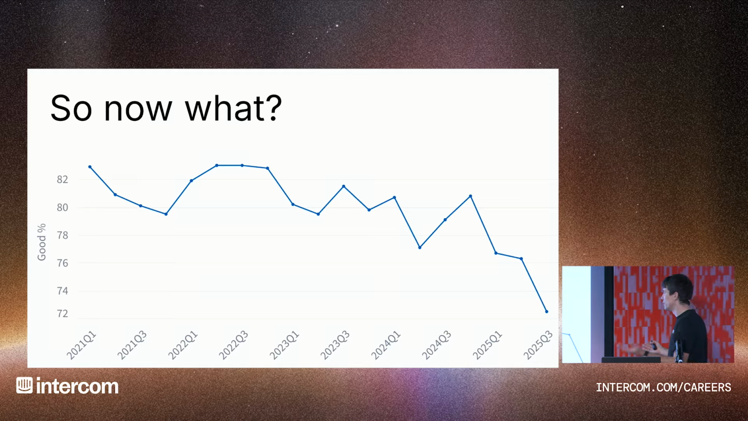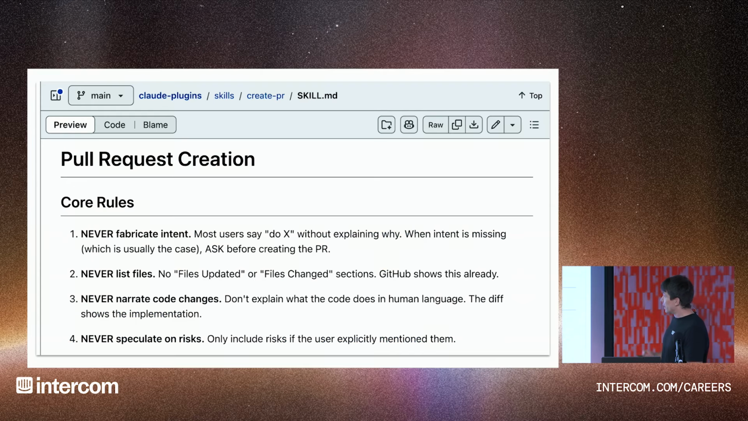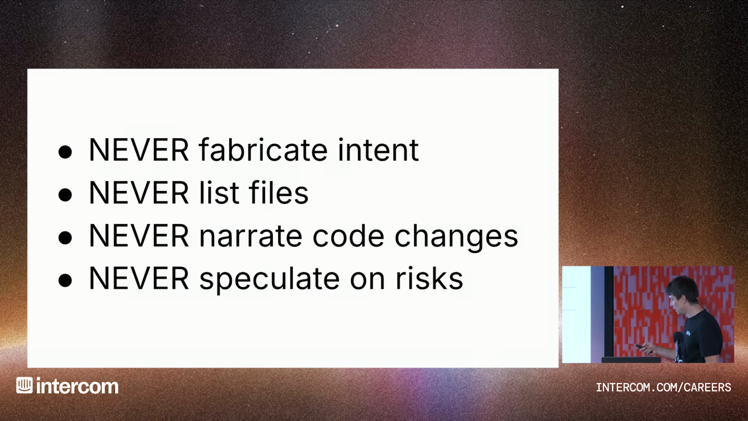Yeah, you have the judge, you graded those PR descriptions. What's the solution? Well, I built a skill. I call it create PR skill. And I just put some guidance in the prompt and the skill MD file. And I told Claude, you should never fabricate intent. You should never list the files, never narrate code changes. You never speculate on the risks.